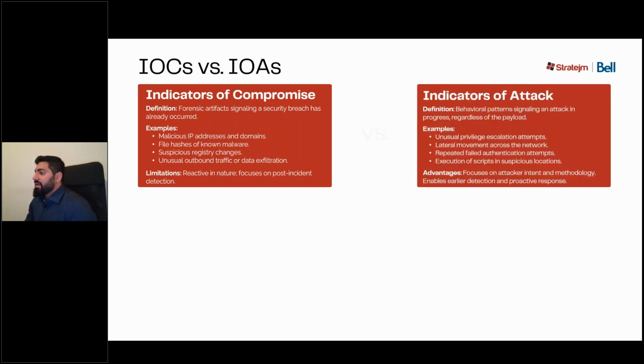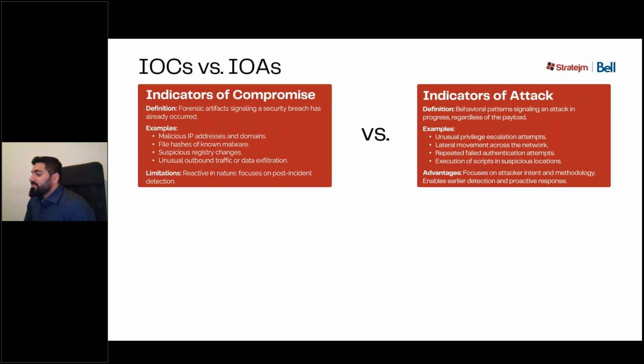IOAs, on the other hand, are behavioral-based patterns, right? Unlike IOCs, indicators of attack are focused on identifying attacker behavior and attacker tactics, right? So they're not looking at known signatures. They're more of an early warning detection and a significant piece of proactive threat hunting. For example, we're looking at unusual elevation of privileges, right? So an attacker attempting to gain admin level access on a system.